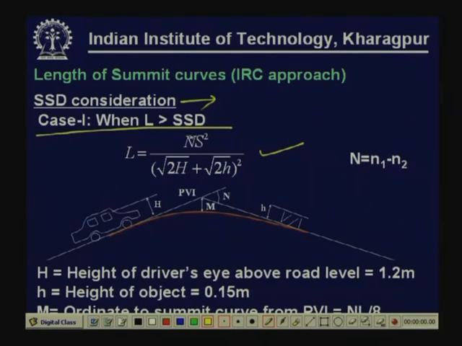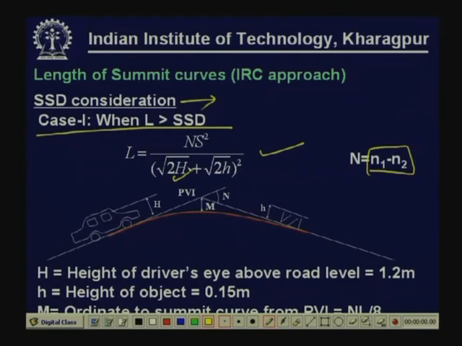N is the deviation angle, the algebraic difference between the two grades. So, it is N1 minus N2. Remember that in the sketch N2 is actually negative. So, N1 is positive, N2 is negative. So, it is N1 minus N2, basically the algebraic difference we have to take.